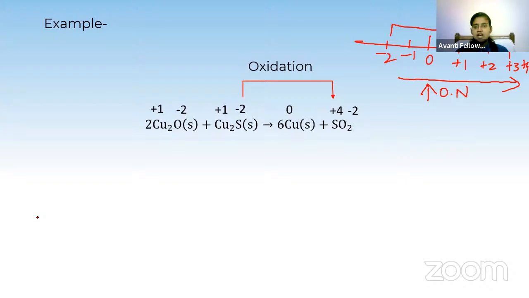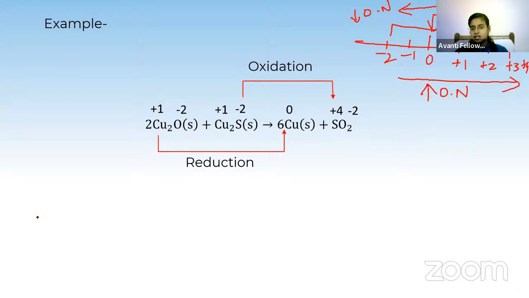Okay. Now you look into the copper. Copper is in +1 state in the reactant side and it is moving to 0. So +1 to 0, it is moving towards the left side, right? So what is happening here? There is a decrease in the oxidation number. If there is a decrease in the oxidation number from +1 to 0, it is called reduction.